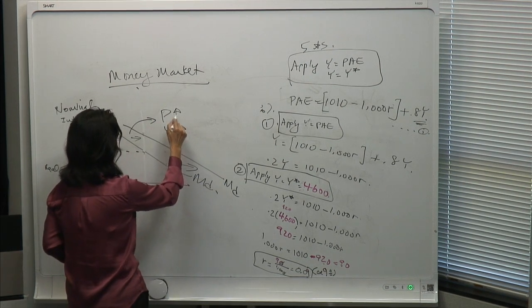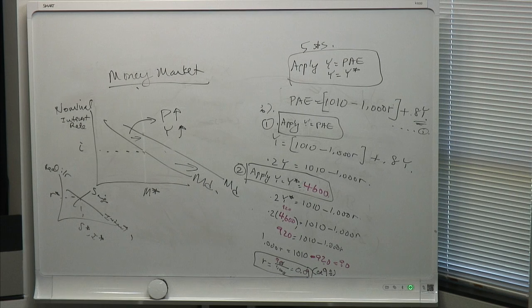If your income goes up, you also demand more money. This is right here. So what's the cost of holding money? That's on the supply side, okay?